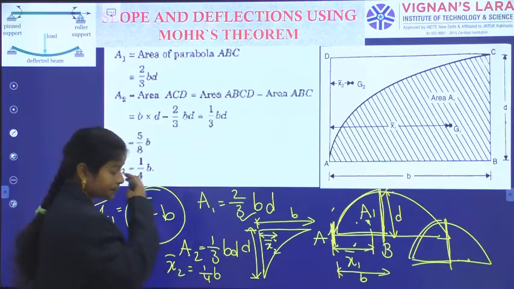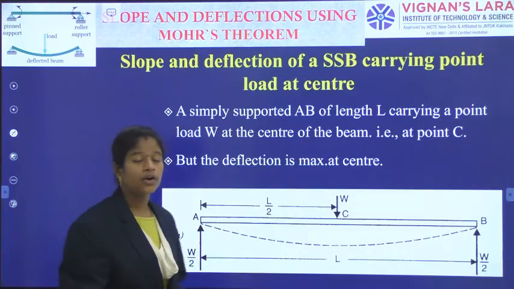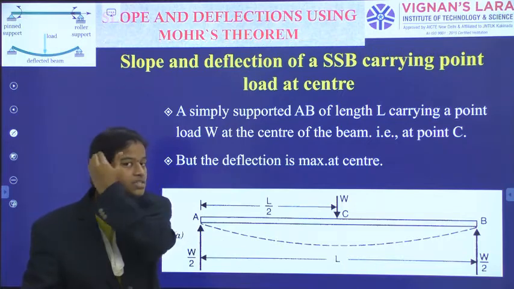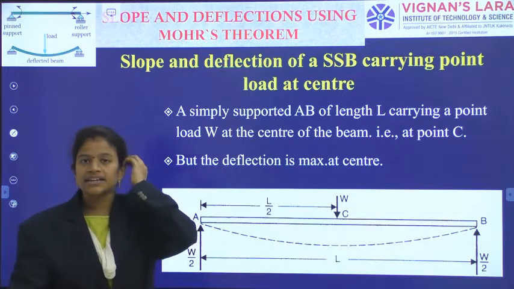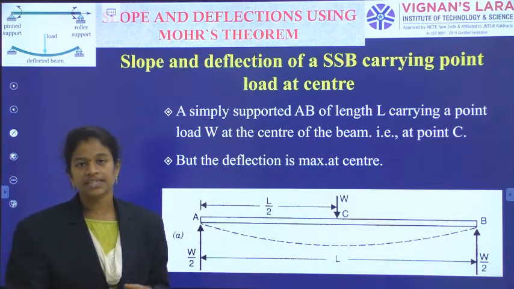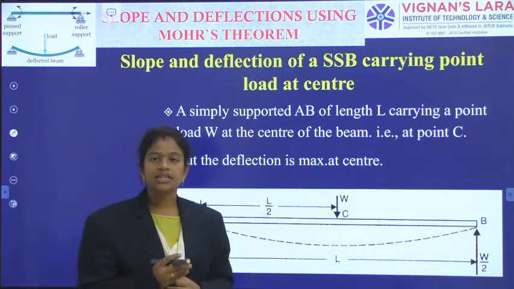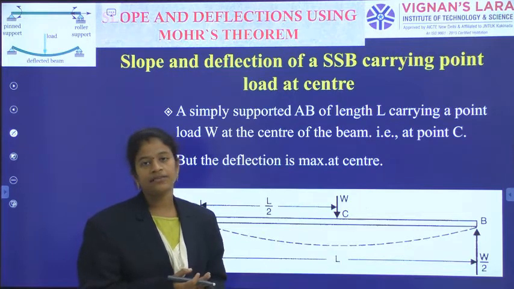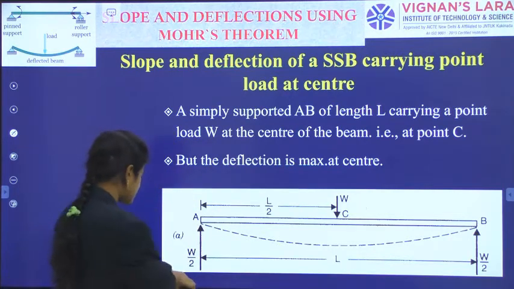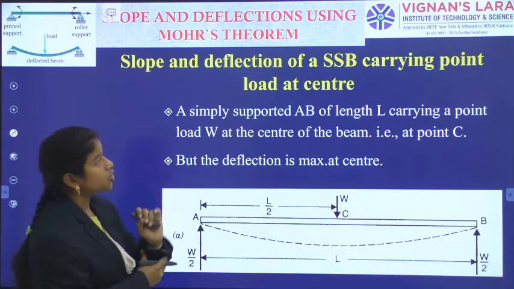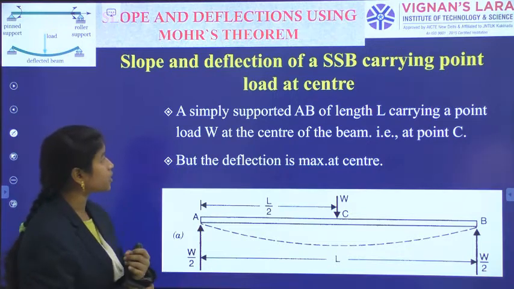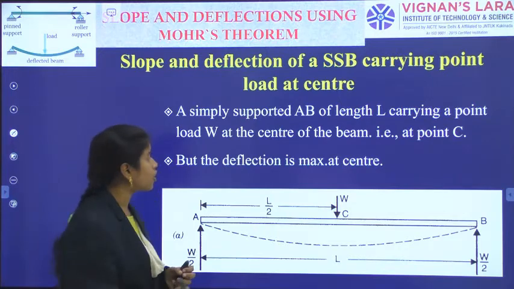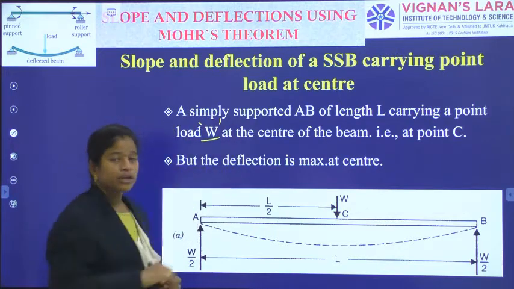And next, I am going to a loading case. We have already said that using the moment area method or Mohr's theorem, you can calculate the slopes and deflections for the simple cases. That's why I have taken a simply supported beam with a point load at the center and I want to calculate the slope and deflection. The first case is the slope and deflection of a simply supported beam carrying a point load at the center. A simply supported beam AB is carrying a point load of capital W at the center.